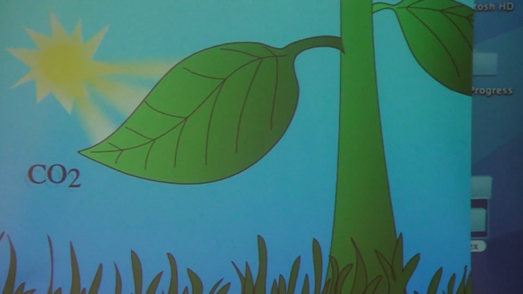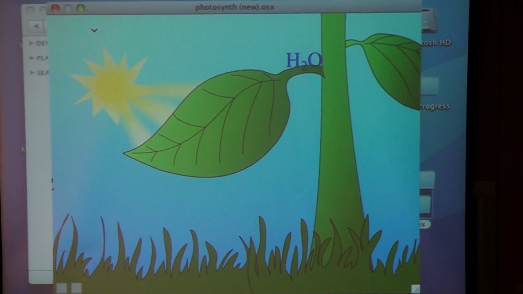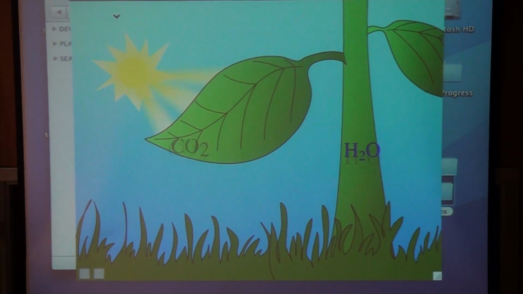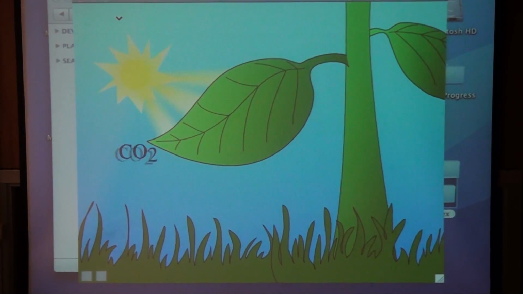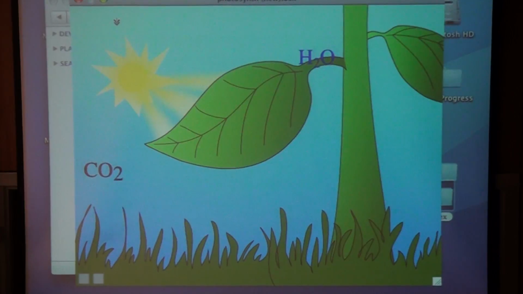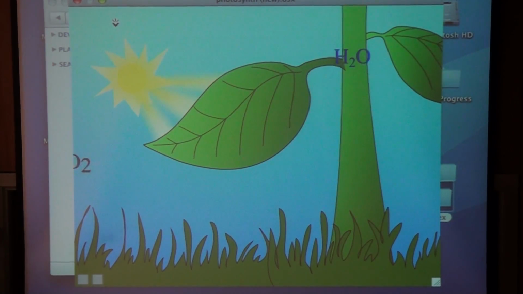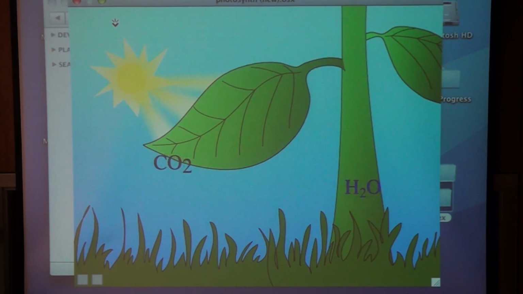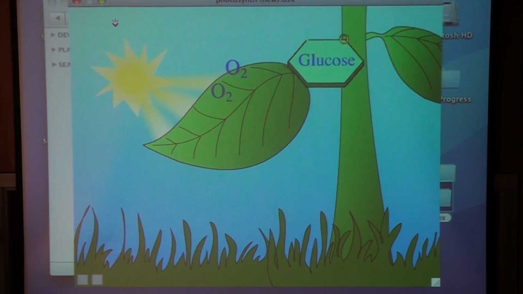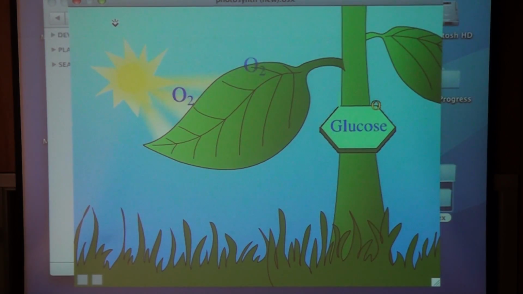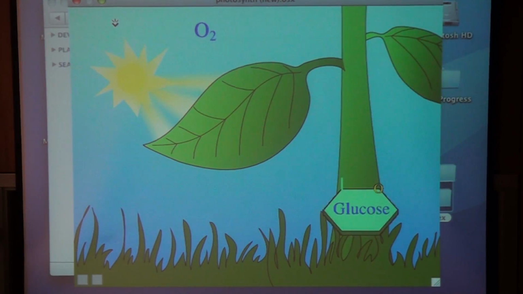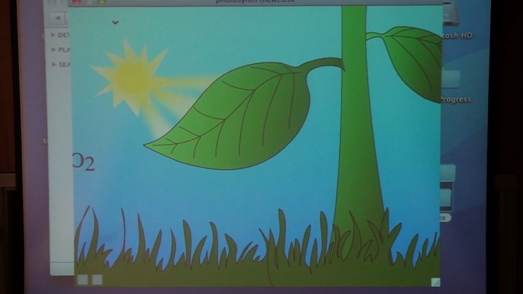Okay, now, any organism that's able to make organic molecules, nutrient molecules like glucose, out of carbon dioxide and water is called an autotroph. And the term autotroph means self-feeder, because that's what it's doing. It's feeding itself. It's making nutrients for itself. And so an autotroph is any organism that can make glucose from CO2 and water.